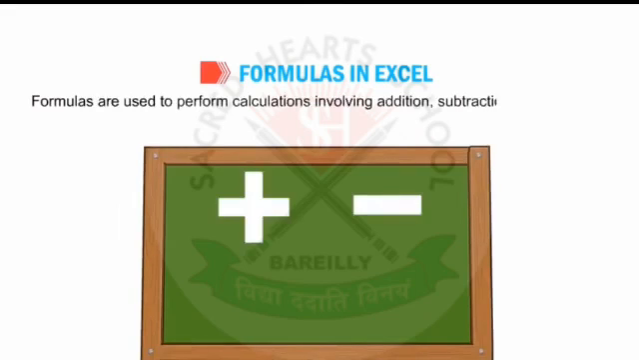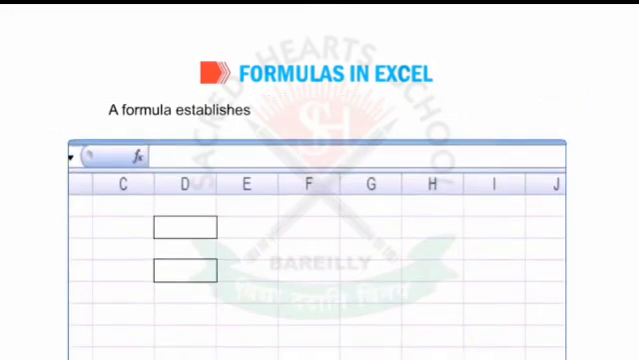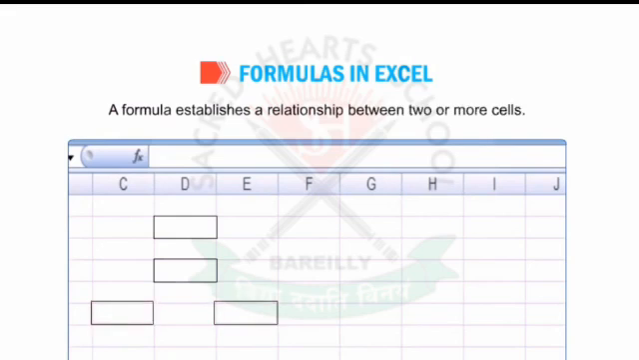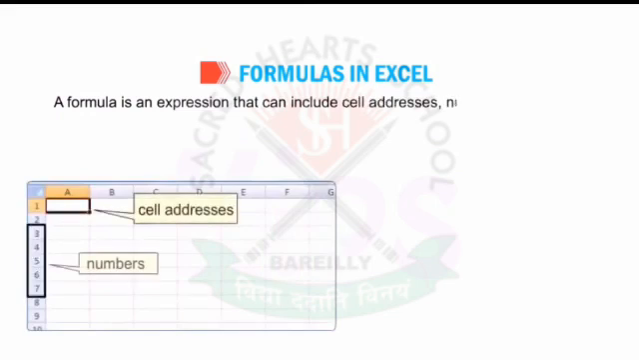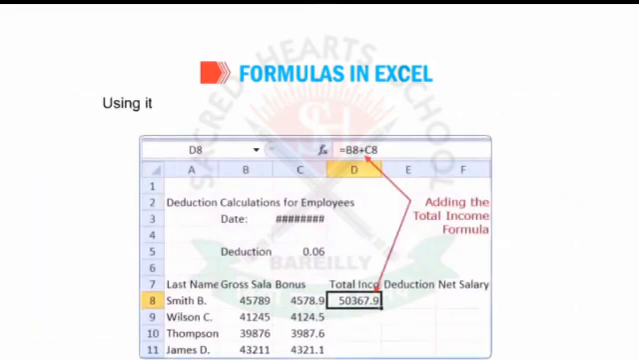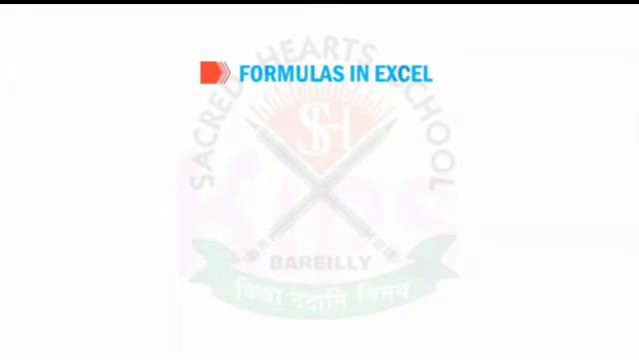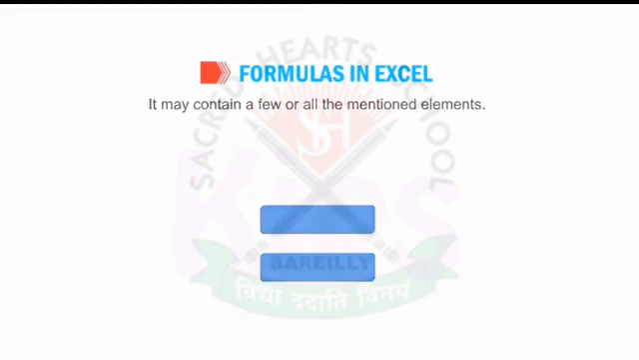Formulas are used to perform calculations involving addition, subtraction, division, multiplication, etc. A formula establishes a relationship between two or more cells. A formula is an expression that can include cell addresses, numbers, arithmetic operators, and parentheses. Using it, you can perform simple as well as complex calculations. A formula must begin with the equal to symbol followed by cell references and operators. It may contain a few or all of the mentioned elements.